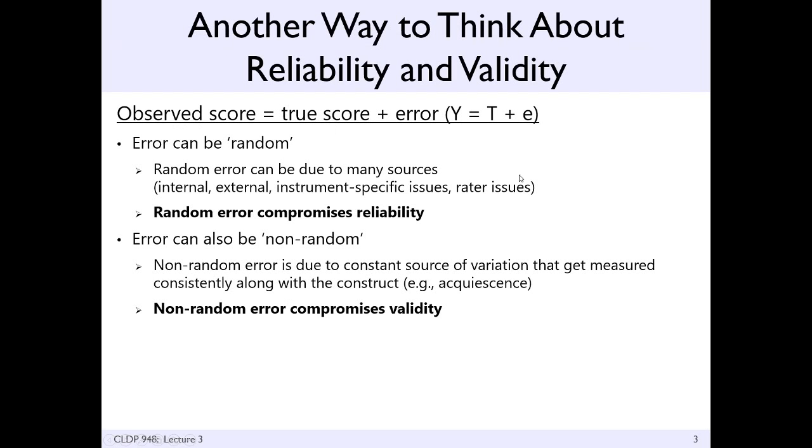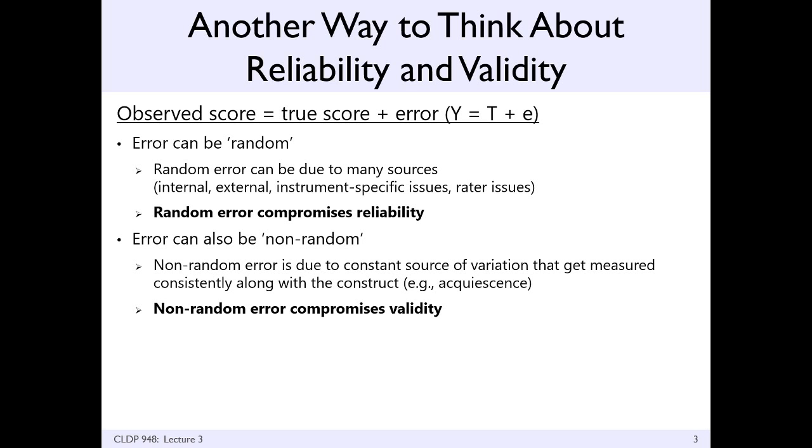So here are two ways you can think about reliability and validity in terms of errors. Random error compromises reliability. So if I'm taking a test and in the middle of one of my problems the fire alarm goes off, and I mess up because I'm scared, that's just random. Whereas if I'm taking a test and I am consistently misinterpreting the instructions, for instance, then that is going to compromise validity.